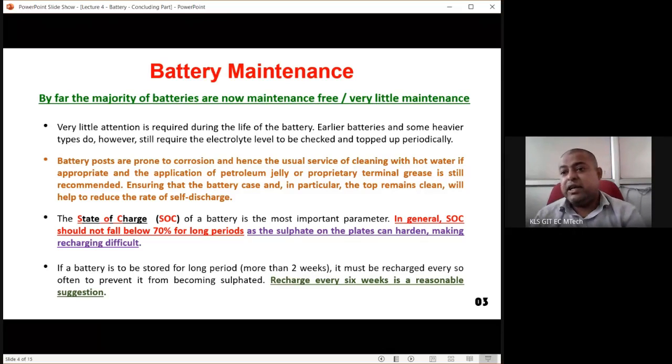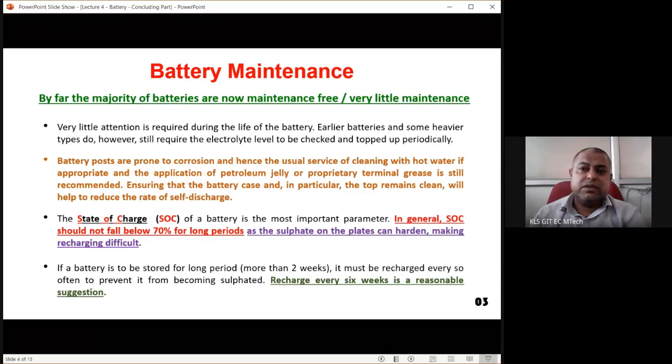Last thing, if a battery is to be stored for a long time, that means more than 2 weeks, and the car will not run, in that case it must be recharged every so often to prevent it from becoming sulfated. So if we want to avoid the sulfation, we have to keep on charging the battery every 2 weeks. Recharge every 6 weeks is a reasonable suggestion.